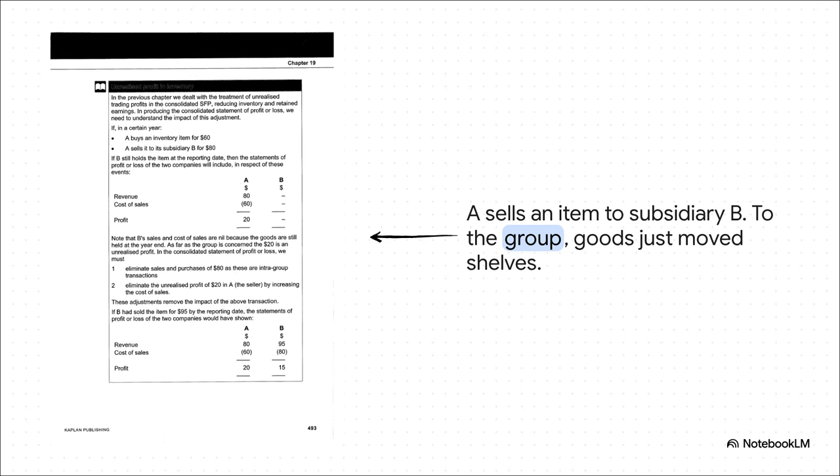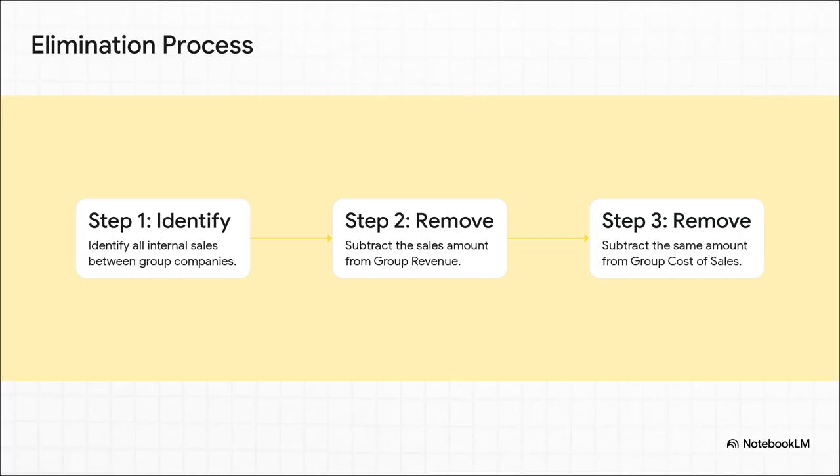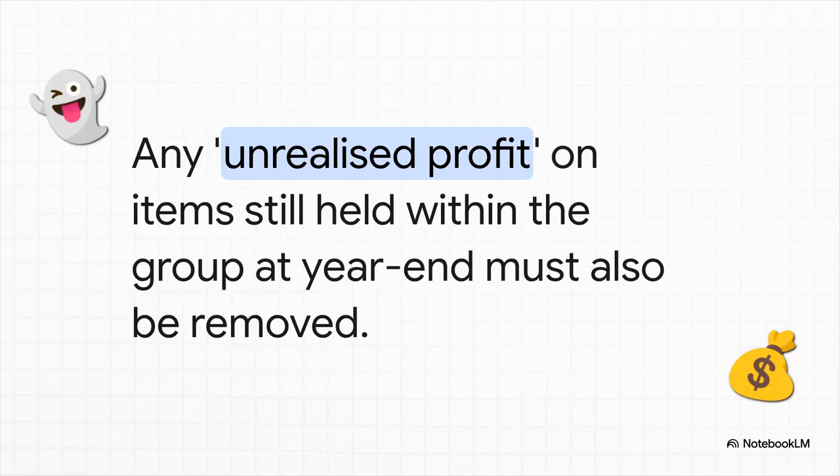No real money has come in from the outside world. So the bottom line is we have to get rid of these internal transactions. If we don't, we'd just be artificially inflating our numbers. The process is pretty logical. First, you find that internal sale. Then you subtract that amount from the group's total revenue, and you subtract the exact same amount from the group's cost of sales. And there's one more little twist.